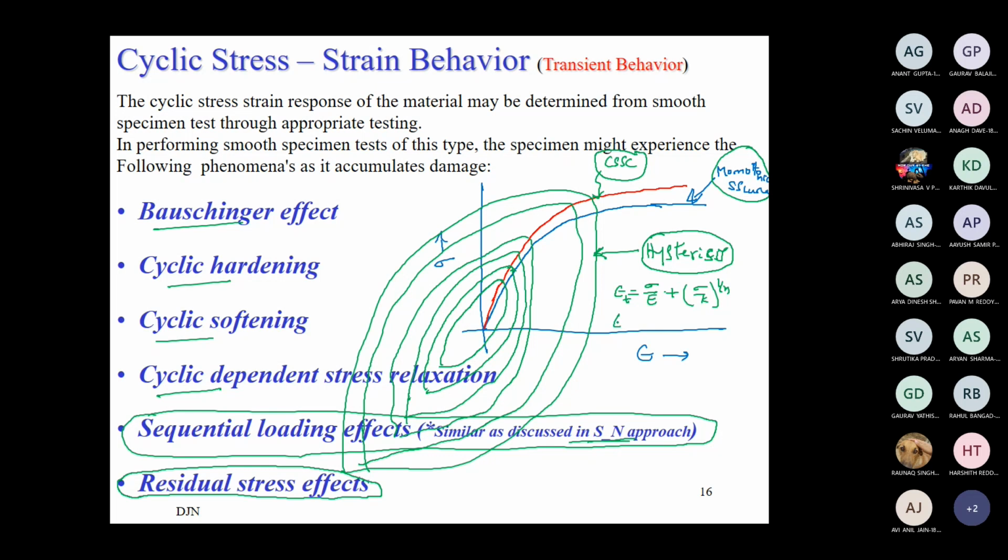We have to be aware about the total strain equation for cyclic curves, the CSSC curve. The first part remains the same. So the CSSC curve and the monotonic curve both follow the same Hooke's law in the elastic region, and then we write K dash, not K, just to differentiate the cyclic property, we write K dash and N dash.